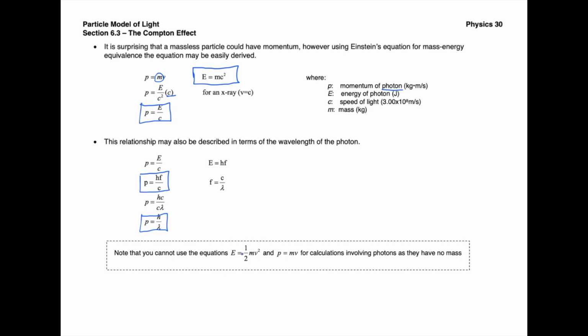E equals 1/2 mv squared, that's only for massive particles. So if we're looking for the energy of a photon, we have to use that hf equation. And p equals mv, that's again only for massive ones. So make sure you're not using those for photons. Likewise, make sure that you're not using these photon equations for particles with mass. Now your calculations for these are going to be fairly straightforward. Again, just make sure that you know whether you're dealing with a photon or a particle with mass.